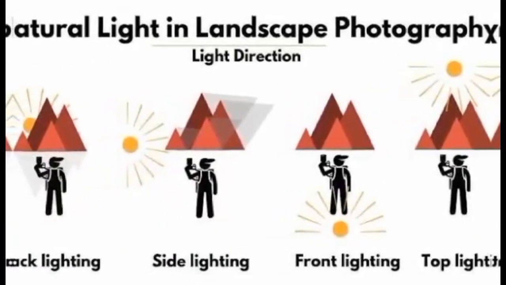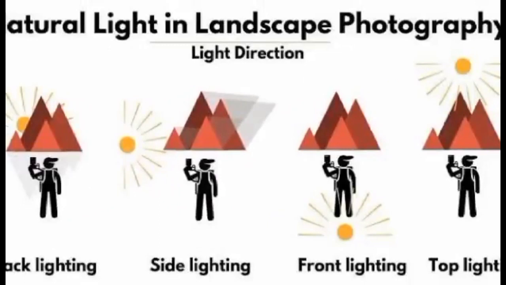Lighting direction. The direction of light has a tremendous amount to do with creating a sense of shape and texture in your image. To be a bit more precise, the direction of light controls the width of the shadows, and it's the shadows that create a sense of shape and texture in your photograph.